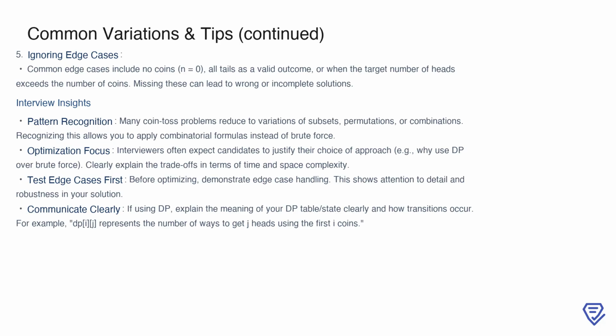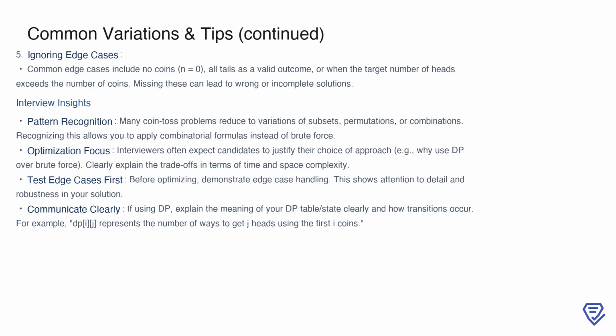From an interview perspective, recognizing patterns is key. Many coin toss problems are variations of subset, permutation, or combination problems. By identifying this, you can apply well-known formulas instead of relying on brute force. Additionally, interviewers often look for your ability to justify your approach. For example, explain why dynamic programming is better suited than brute force in terms of time and space complexity. It's also a good idea to test edge cases early in your solution to demonstrate robustness.